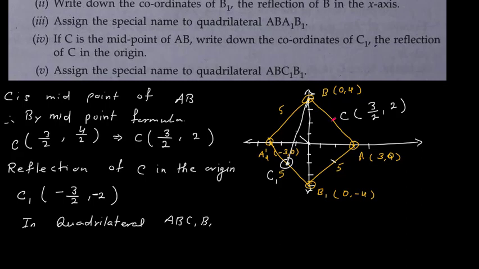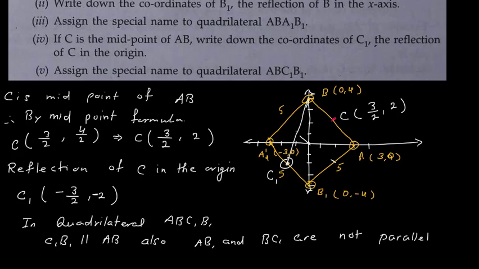two sides you can see they are parallel. That is C1, B1 is parallel to AB. And the other two sides like AB1 and BC1 are not parallel. Also AB1 and BC1 are not parallel.